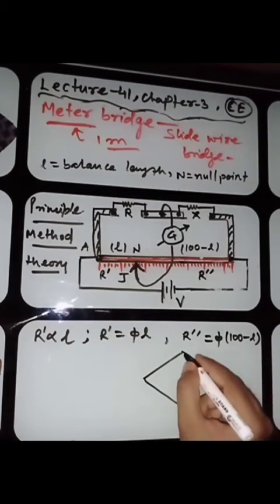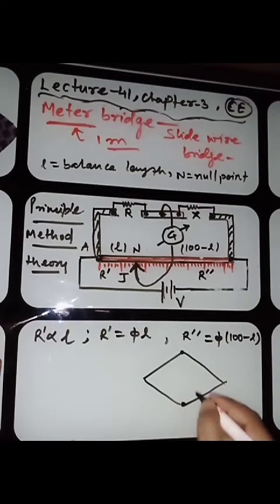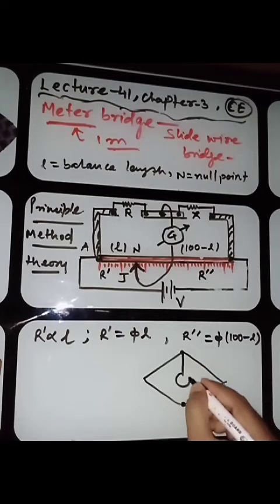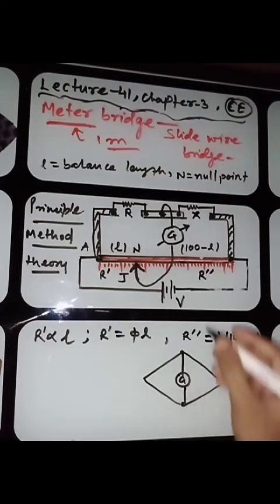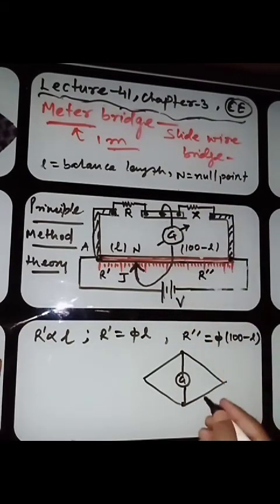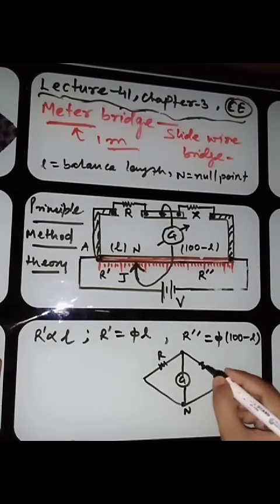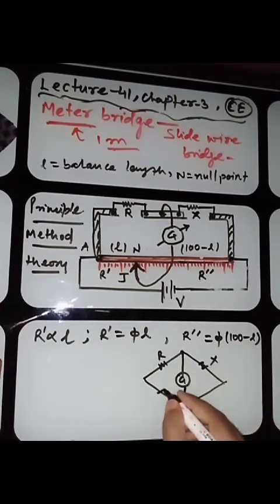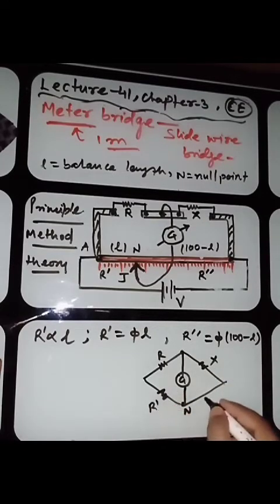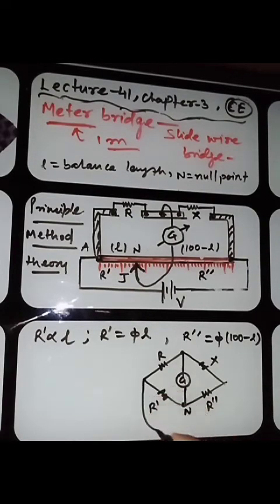You can see this is the point and this is the point. In between these two points we have a galvanometer, and this point is the null point. This is the resistance R, this is the resistance X, this is the resistance R dash, and this is the resistance R double dash, and we also have a battery.